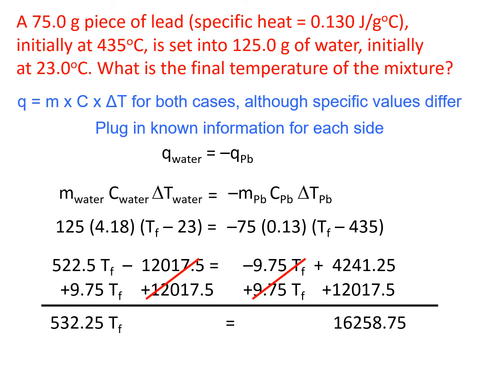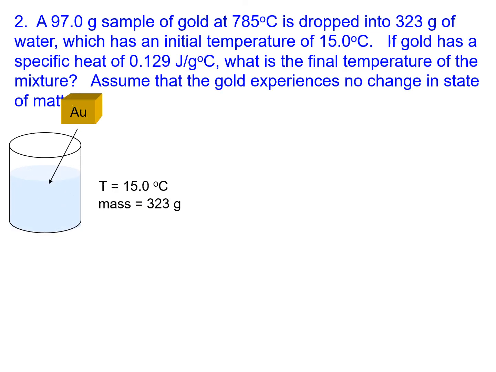So once you get the TF on one side and the number on the other side, you just need to divide to get the TF. So 30.5 is the final temperature. All right, one more.